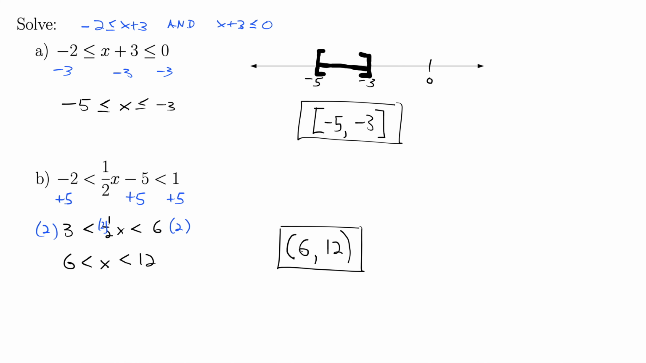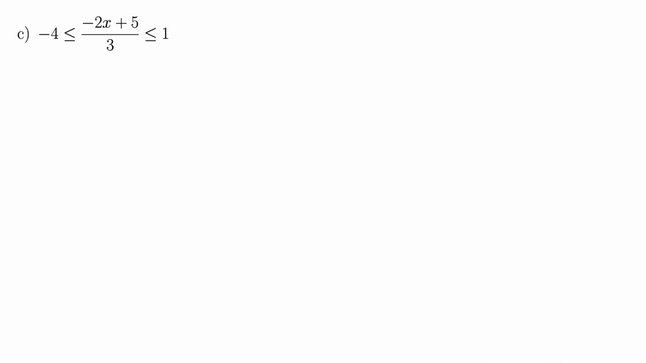Okay, let's try another one. Here we have negative 4 less than or equal to 2x plus 5 all divided by 3 less than or equal to 1. We want to solve this compound inequality. Again, we work our way in towards that x in the middle by getting rid of everything around it, essentially. We have this 3 on the bottom here, so let's multiply all three sides by 3 first.